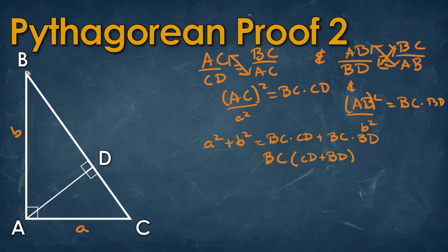Well, we know that from B to C would give us C, and that we have a length of C to D plus a length of B to D would be another full length of C. So that would give us C times C, which is equal to C squared. So that would give us that A squared plus B squared is equal to C squared.